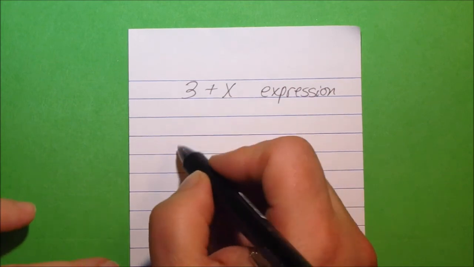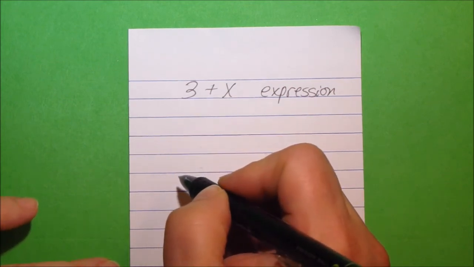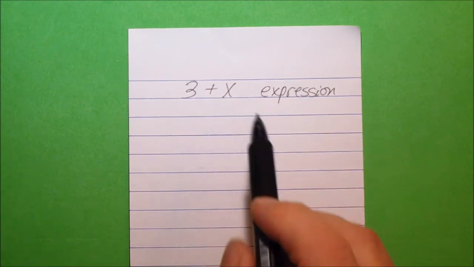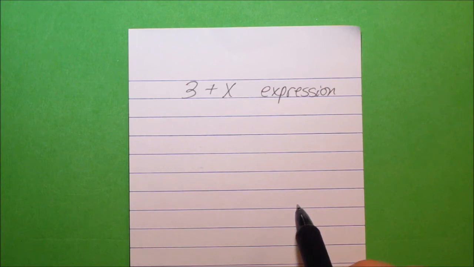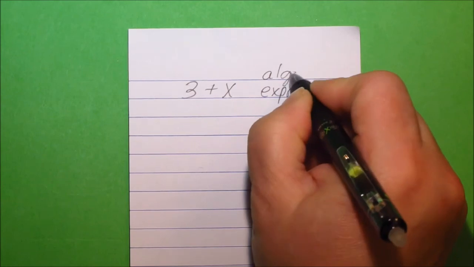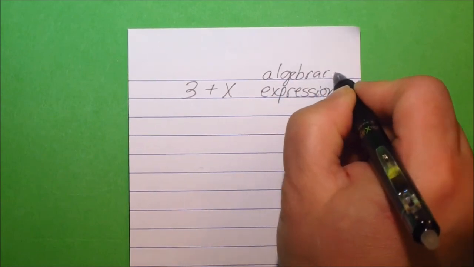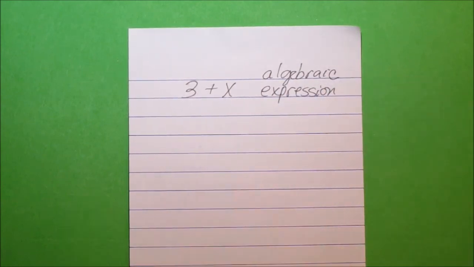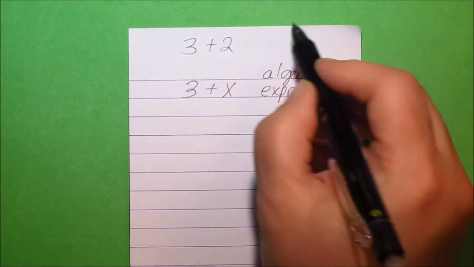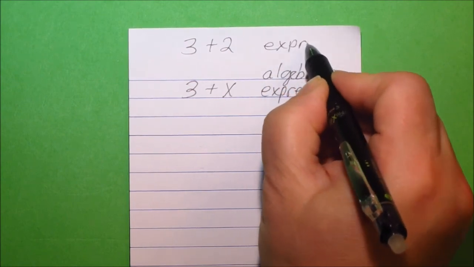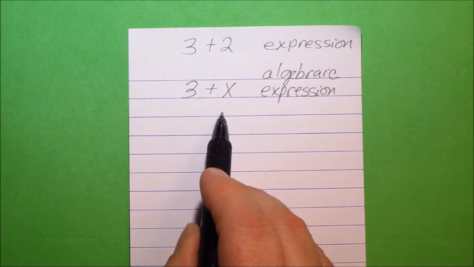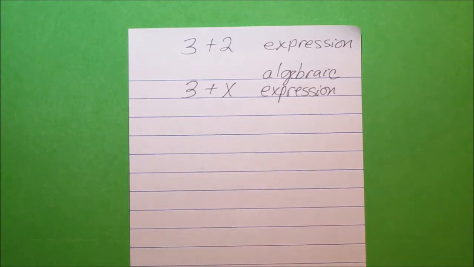Now, actually, it's not only an expression, but I know that it's a special type of expression. It is an algebraic expression because it has a variable. If I had 3 plus 2, that would be just a plain old expression. All right? But because I have this variable in this one, it is an algebraic expression.